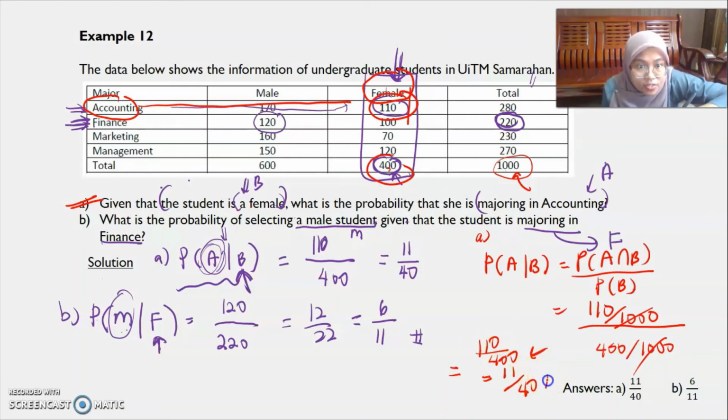So the final answer if you use the formula is just the same as if you look at the cross tabulation. So for conditional probability, if the question gives you the cross tabulation, you can either use the information from the table to figure out the conditional probability value, or you can use the formula.